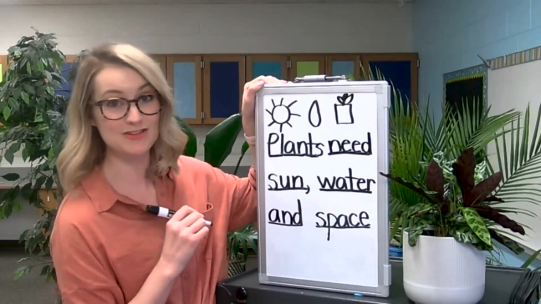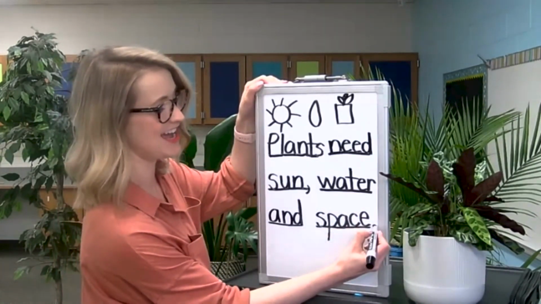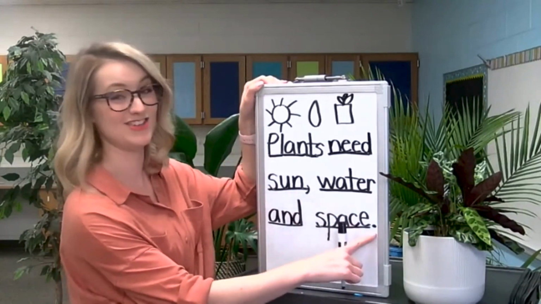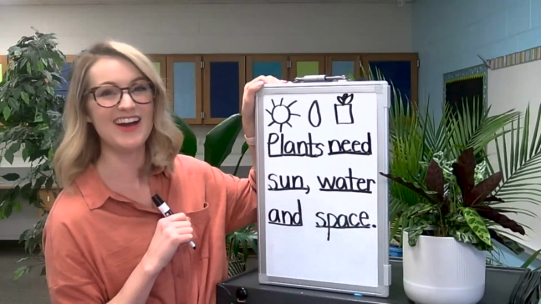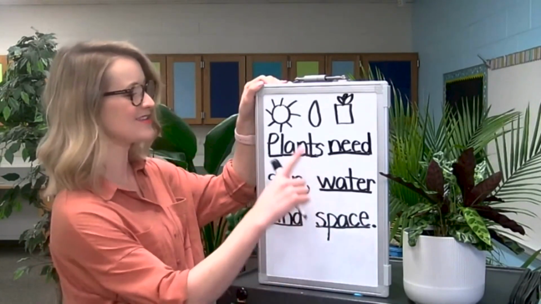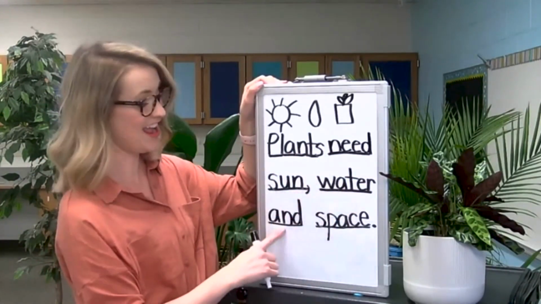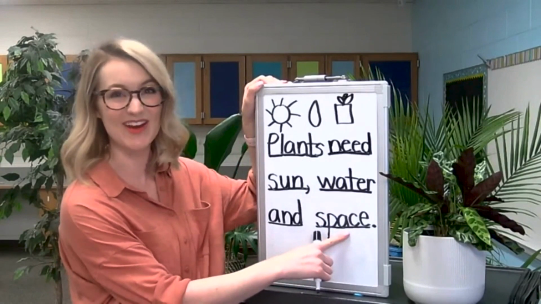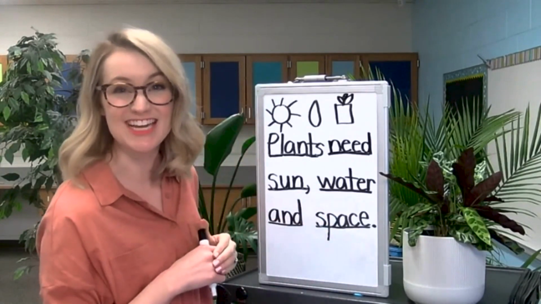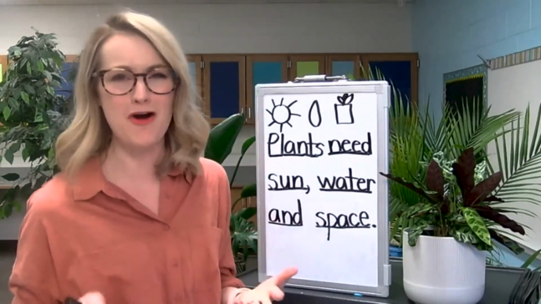Let's start in the middle, slide over, up and around. We can't forget our punctuation mark to tell our readers it's the end of our sentence. Make sure to put a period at the end. All right, let's read our sentence. Plants need sun, water, and space. Great work. Make sure to read your sentence to someone at home and tell them all the things you learned about what plants need.